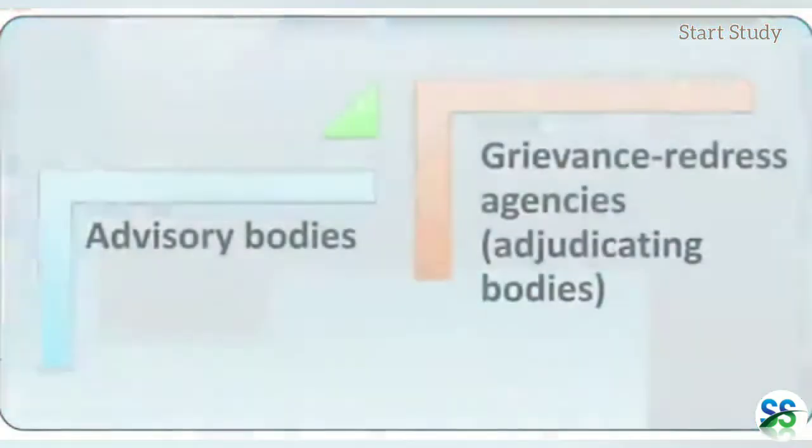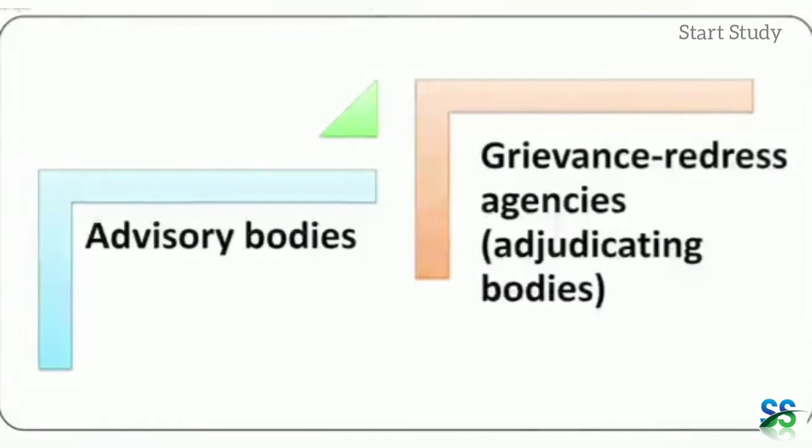Organizational setup. The organizational setup provided under the CPA has two wings. First, advisory bodies, and second, the grievance redress agencies, that is, adjudicating bodies. Advisory bodies. As provided under the CPA, the Central Consumer Protection Council has been set up by the central government at the apex level, and state consumer protection councils have been set up in each state by the state government concerned. These councils are envisaged to function as deliberative and advisory bodies. They consist of official and non-official members representing various interests having a bearing on the subject of consumer protection. The Consumer Protection Councils are intended to promote and protect the various rights of consumers.